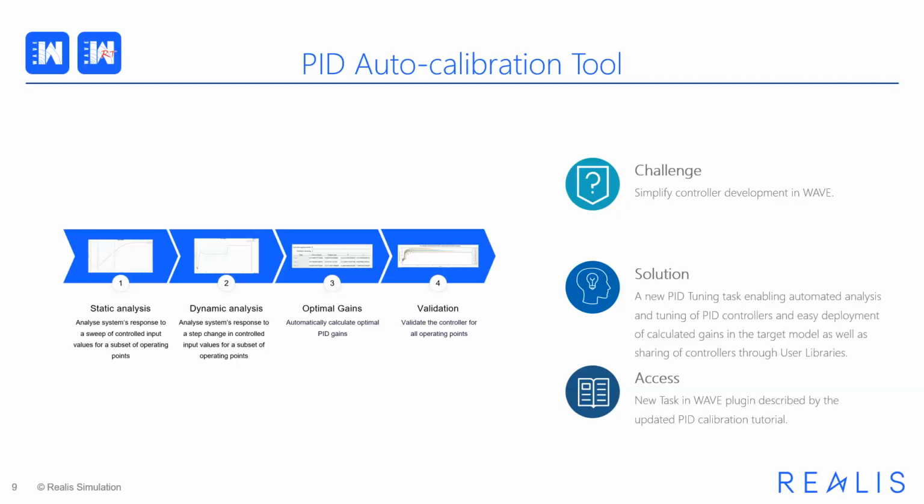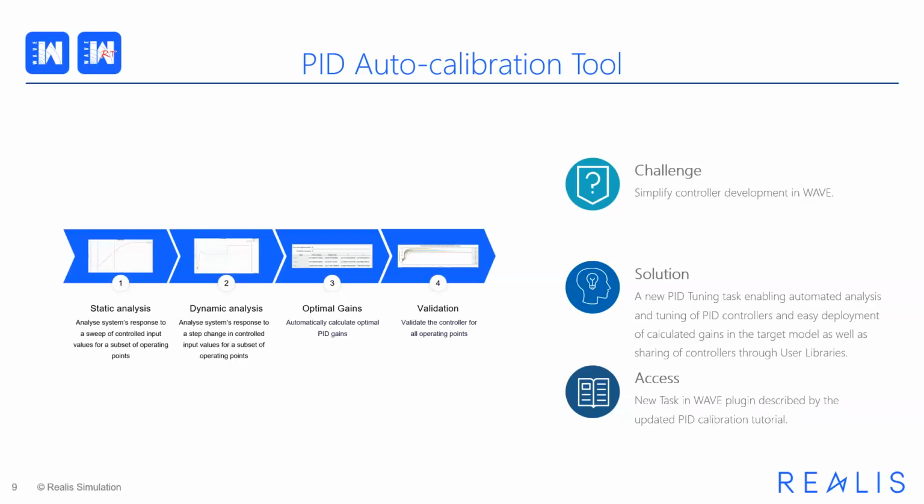If we look at the process of the controller development, it follows certain stages. So there's a static analysis stage where we're analyzing system response to a sweep of controlled input values. There's a dynamic analysis where we're analyzing the reaction of the system to a step change in the actuated quantity. And then there is a calculation of optimal gains, typically done based on the results of the dynamic analysis. Finally, there's a validation process where the gains are applied back to the system and the system is exercised through a larger set of operating points.